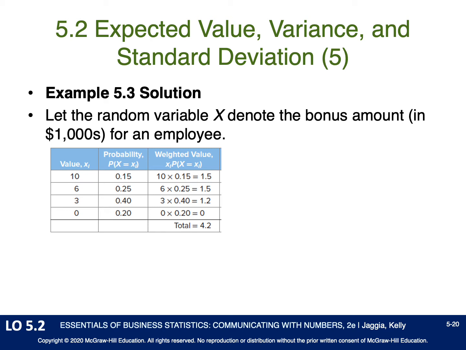4.2, or $4,200. Now notice that the expected value is not one of the employee options, right? An employee can't earn 4,200. So remember, the mean is just a long run average. It's saying on average over a long period of time, this is how much, but it's not saying any employee is going to get exactly 4,200, because that's not one of the possibilities.